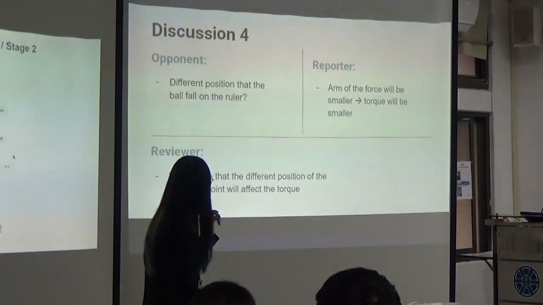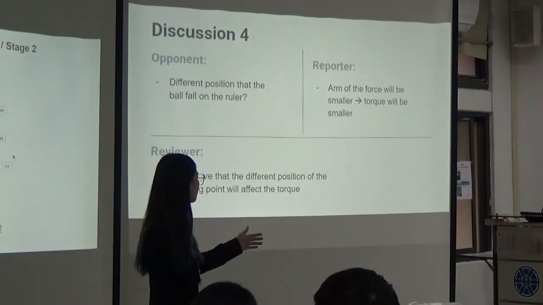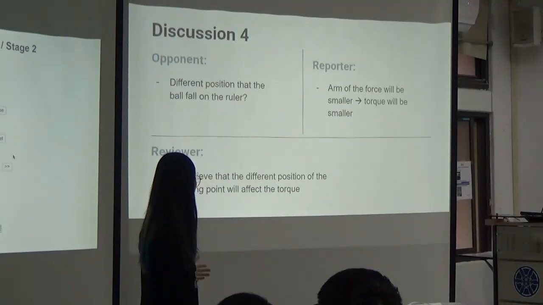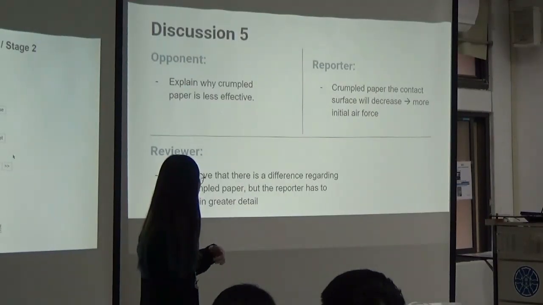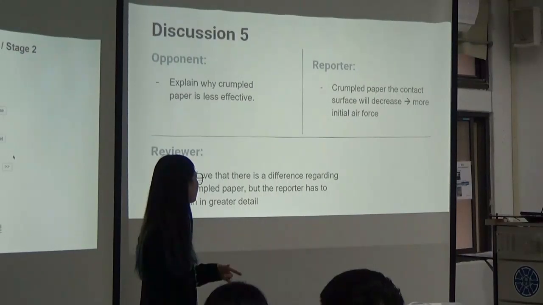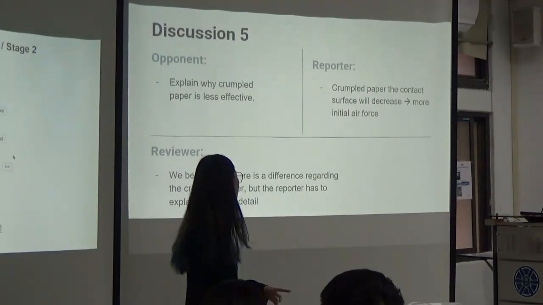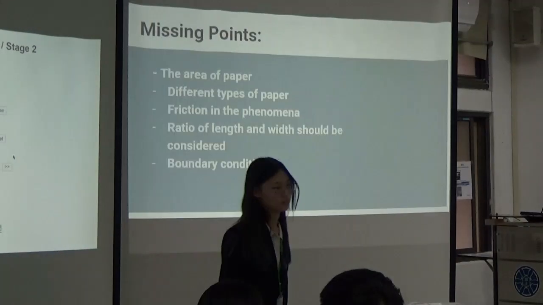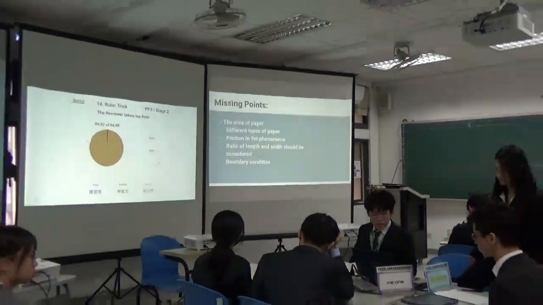Next one. So about the position, which the reporter thinks that as the arm of force will be smaller, the torque will be smaller, and we believe that it will be the same as the reporter. So next. So they explain why crumpled paper will be less effective, and the reporter answer will be there will be less contact surface. Thank you. Thank you. The concluding remarks.